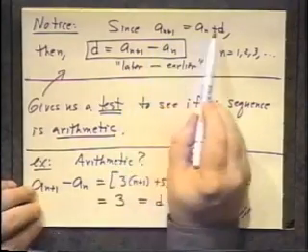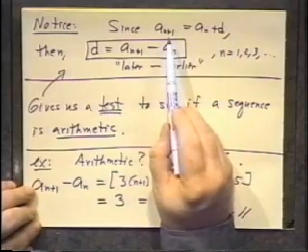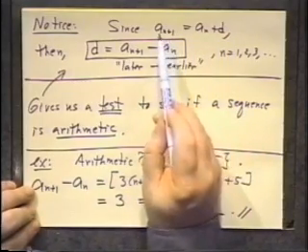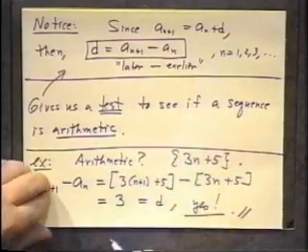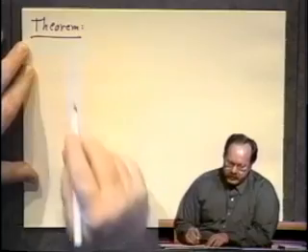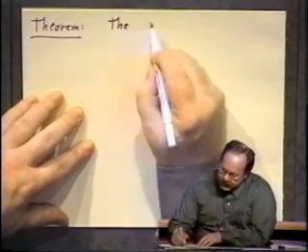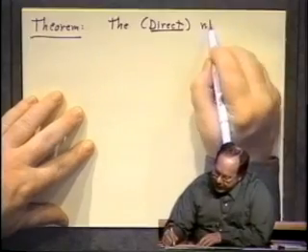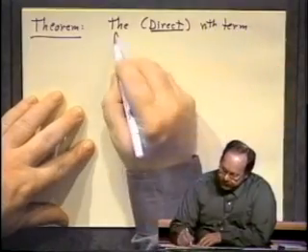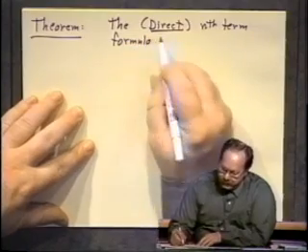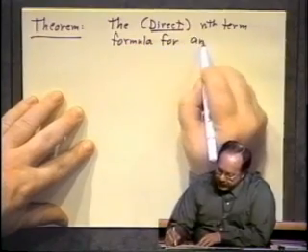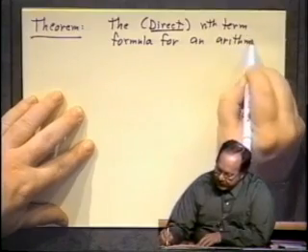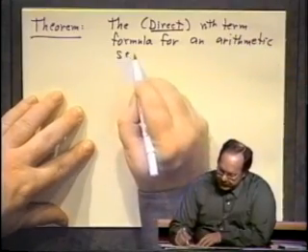Now, this original formula, as I said, was a recursive way of defining an arithmetic sequence, a(n+1) in terms of a_n and d. What I'd like to have is a more direct formula. So we'll have a theorem which will tell us that direct formula. And we'll call this, and I'll even put in parentheses here, the direct as opposed to recursive, nth term formula for an arithmetic sequence, because that's what we're looking at, an arithmetic sequence.